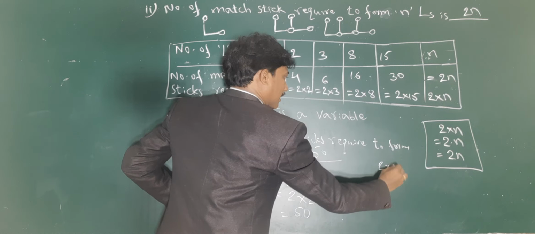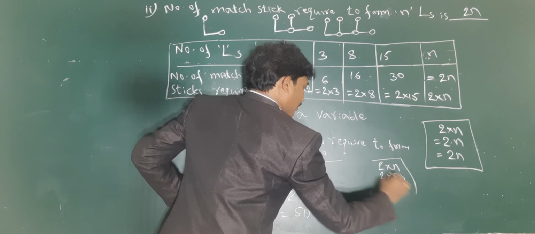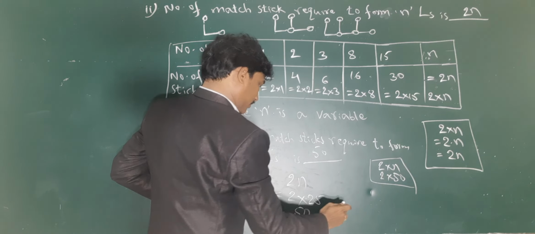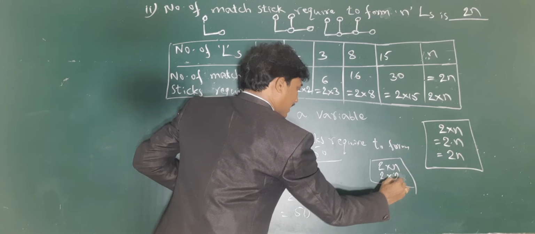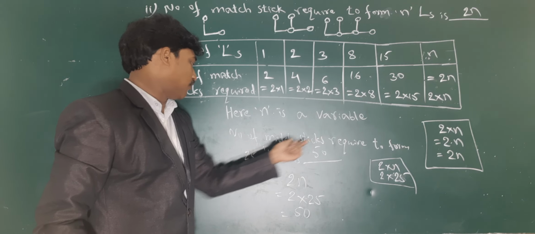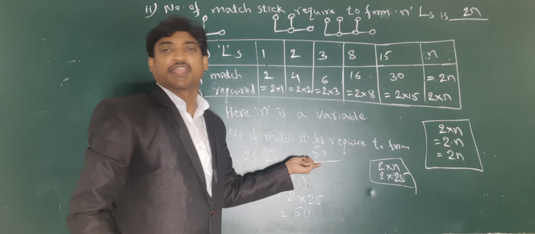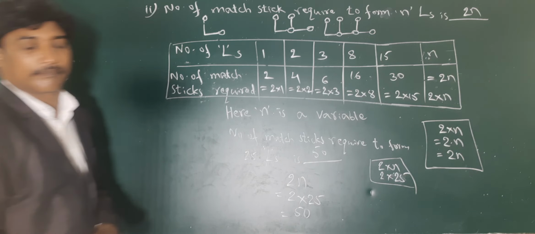2 into n, here n is 25, so 2 into 25. The number of matchsticks required to form 25 L's is 2 into 25. So 50 matchsticks are required.